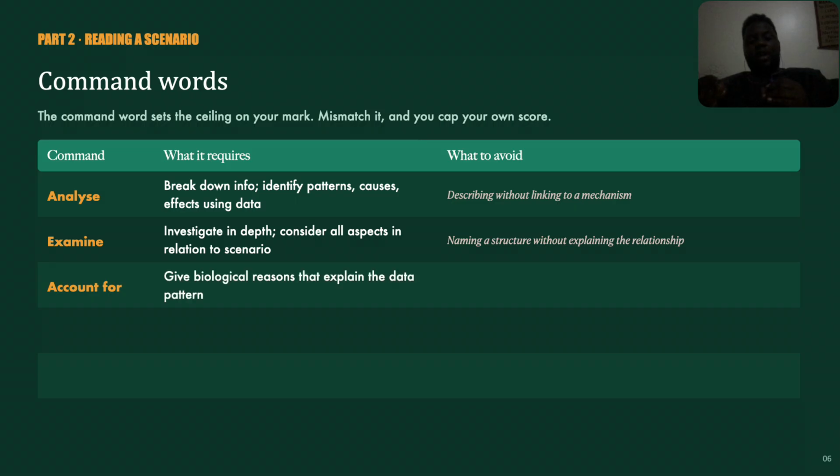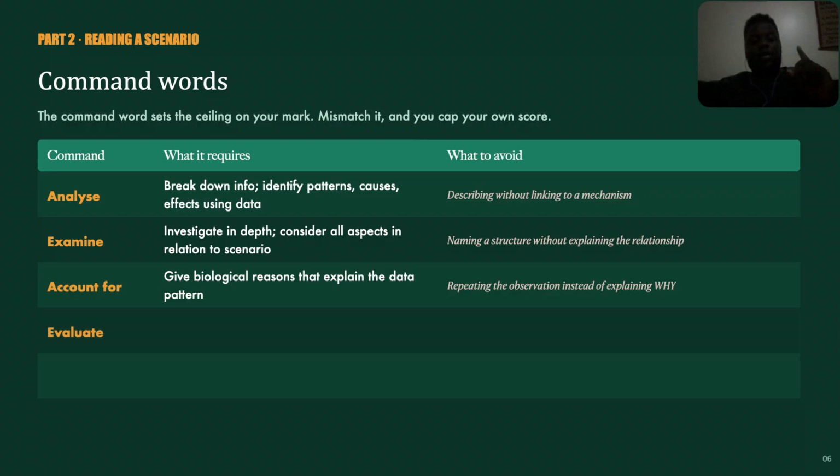When they tell you to account for, you are going to give us biological reasons. So a scenario may start with analyze, but in the middle of the scenario, they will tell you to account for. So on top of breaking down the information given to you and identifying patterns, they may also tell you to explain biological reasons that explain a particular data pattern. Okay? So here, you are going to repeat the observation and then explain to us why that observation is happening.